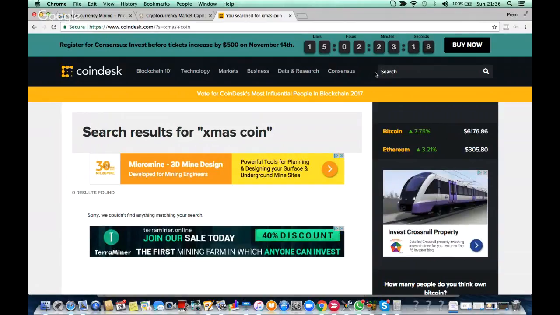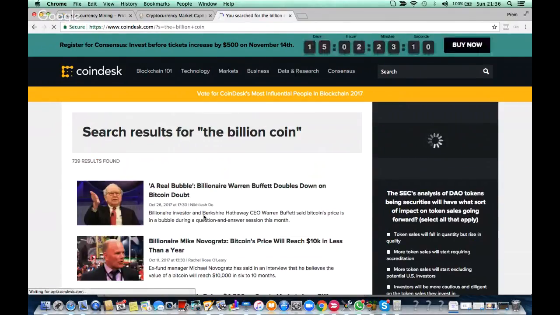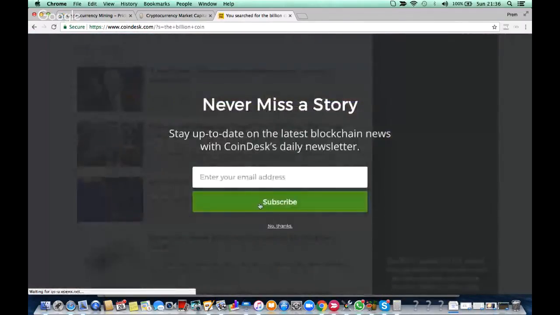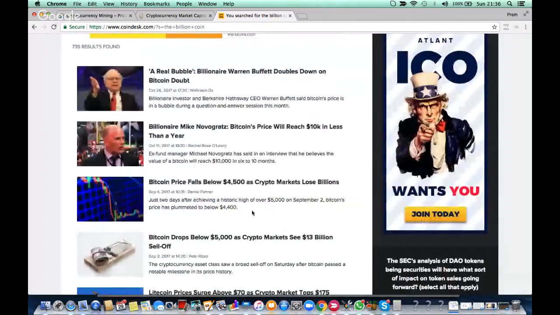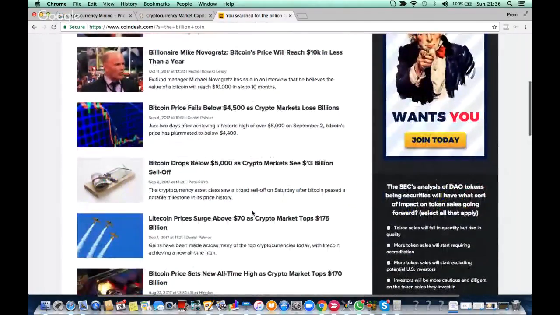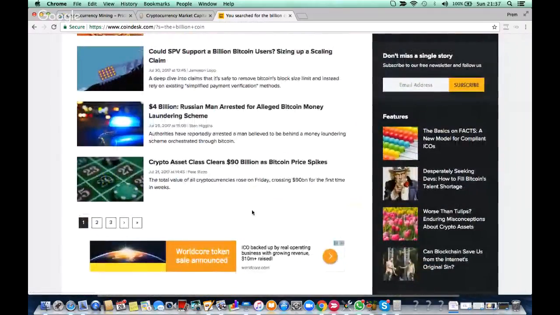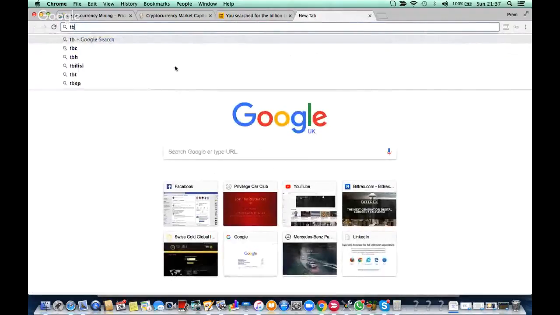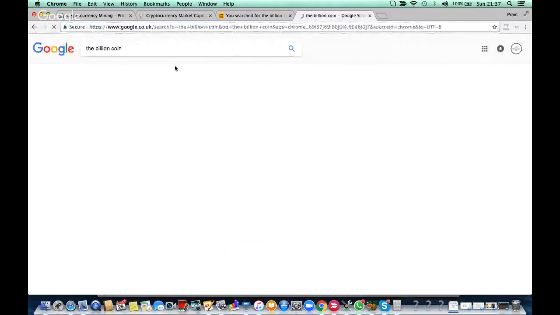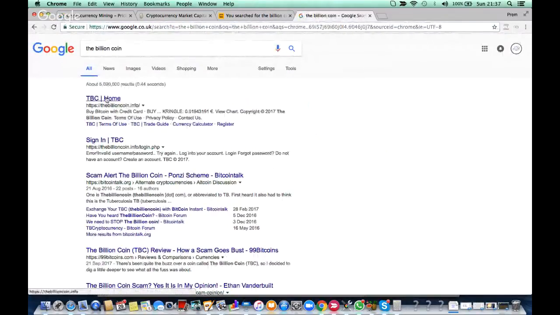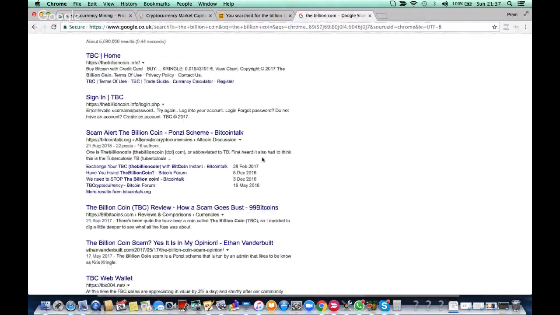Now, this is just one of them, but let me tell you one thing. There was one recently called the Billion Coin, TBC. Yeah, there will be some article in here, hopefully. No thanks. So none of them even talking about TBC here. No, the billion keyword is just being used. But there are these TBC or the billion coin. Go to the parent website. But it's okay.